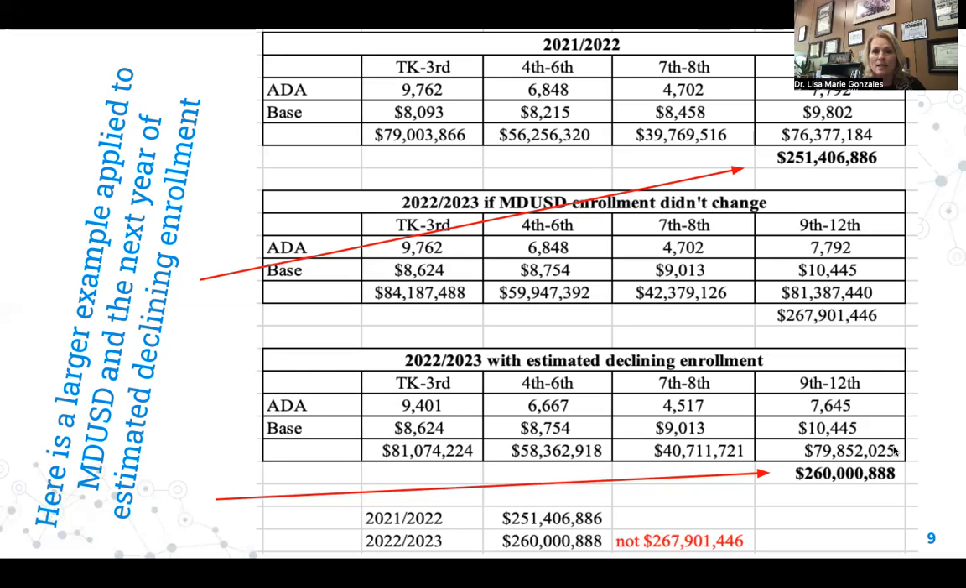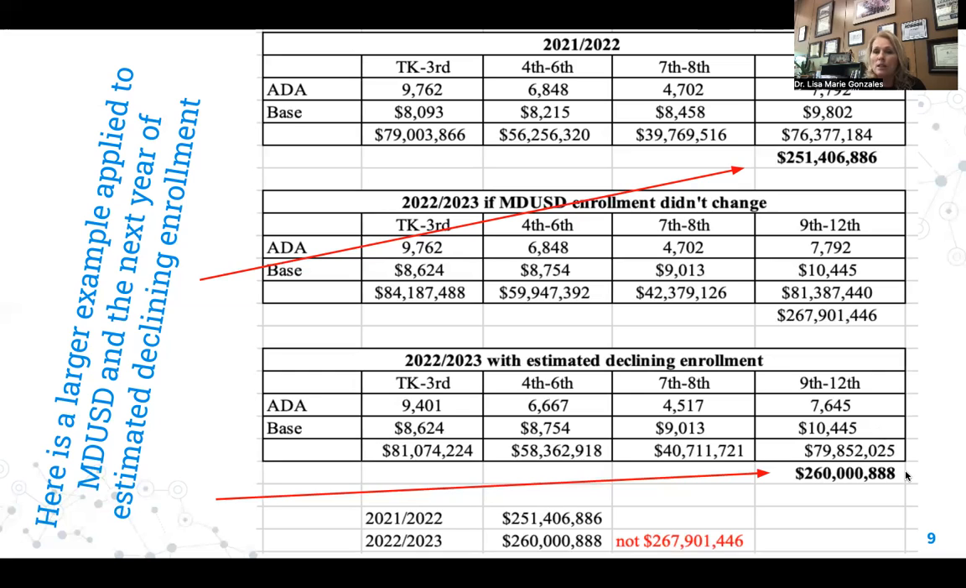So what does that mean for us? It means that we're going in and the numbers that you see here, 9401, 6667, 4519, you can see that all of these numbers are lower than what we have this current year. That's because these are the grade ranges where we are seeing that we will have fewer students next year. We multiply all of that by the higher base. That's where the COLA comes into account. This is what we expect to see next year for a base amount.